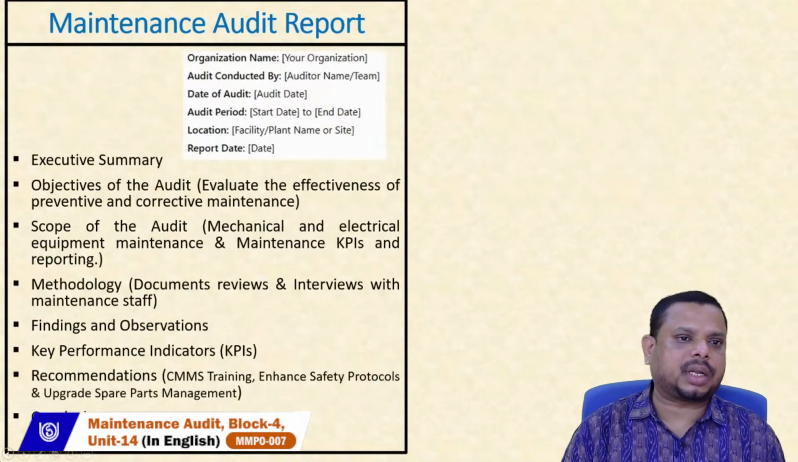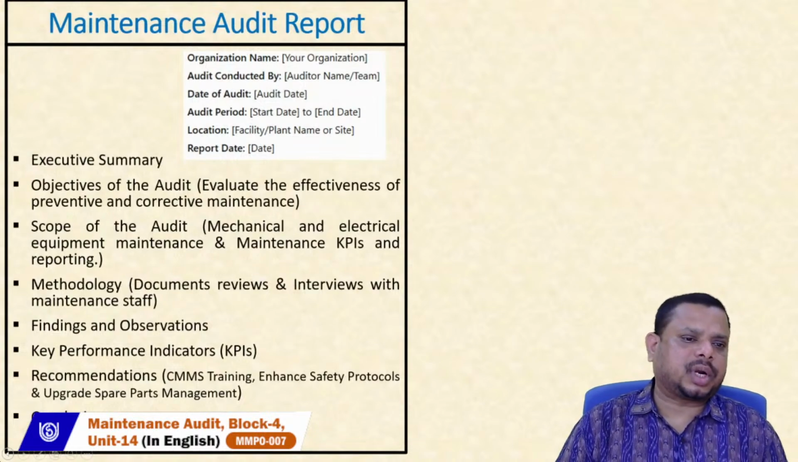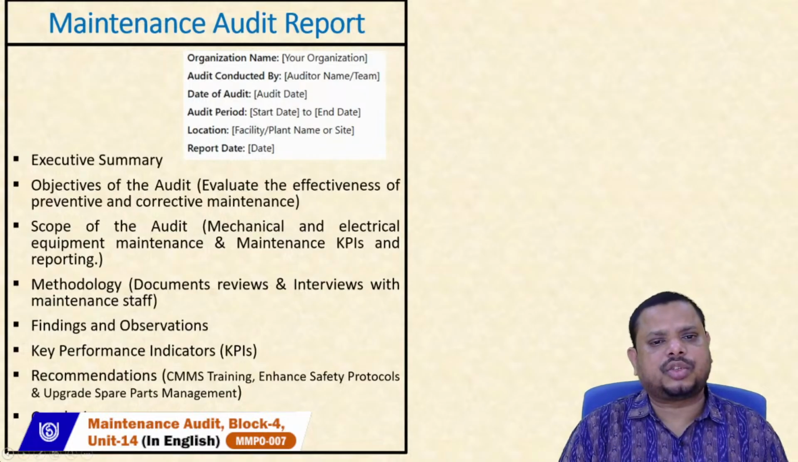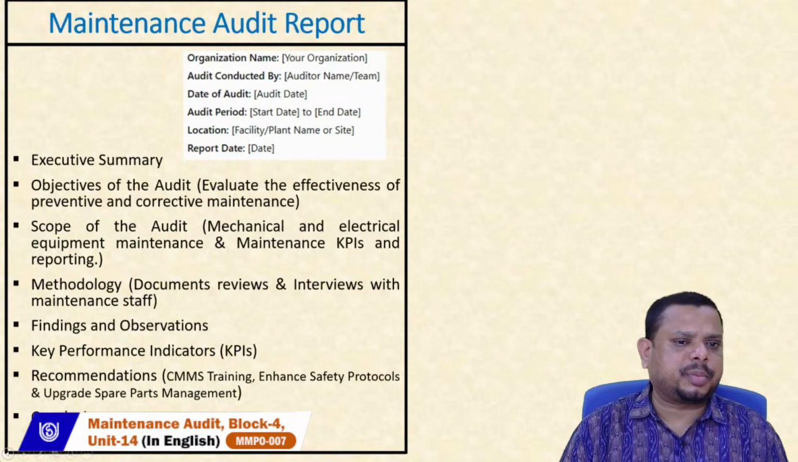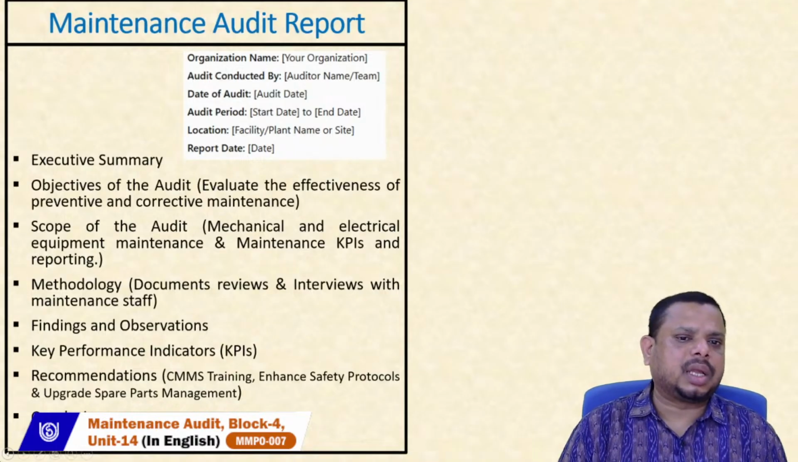The next important part is, this is a typical example of a maintenance audit report. What is the basic content included in a maintenance audit? First important part is the organization name should be included. Audit conducted by a person, individuals or agency, their name should be mentioned. Date of audit should be mentioned, and audit period. As I told, the audit process should start from the first month to a maximum of 18 months. So the duration of the audit period should be mentioned.